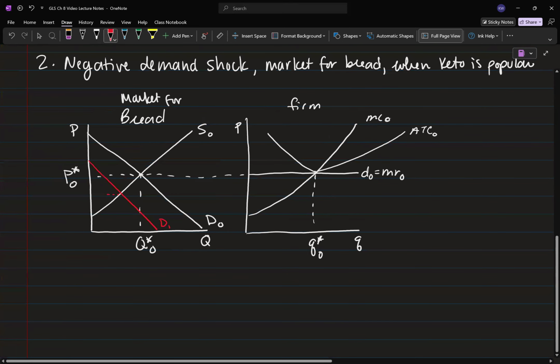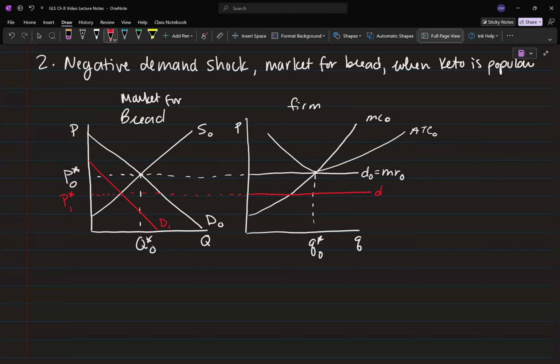As a result of that change, the price for bread is going to fall, and this is going to push down the firm's demand curve, right? It's going to follow that price, okay? Now, the firm's marginal cost intersects its marginal revenue at a lower level of output, which is going to translate to the market as a lower level being traded overall. Firms are producing less, and now there's less to be traded.